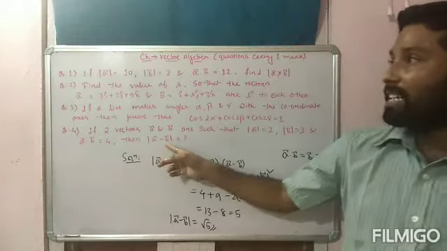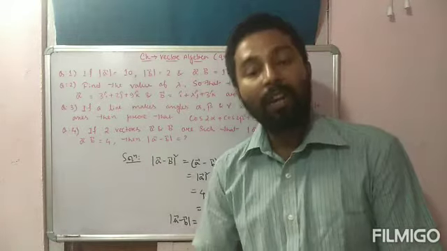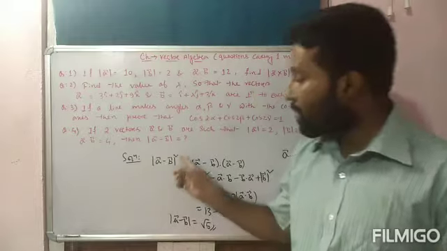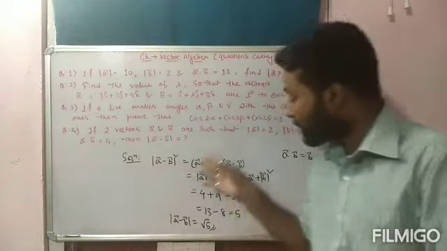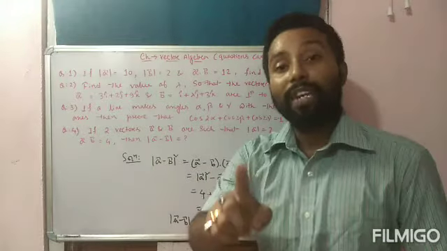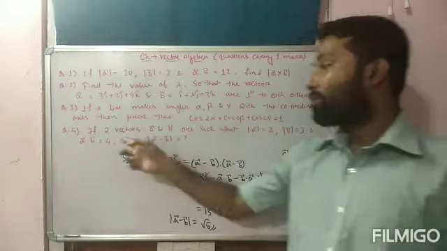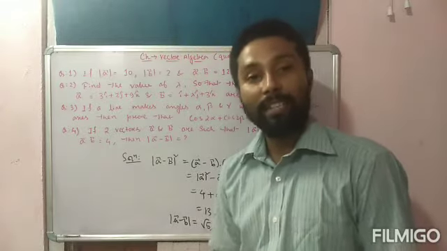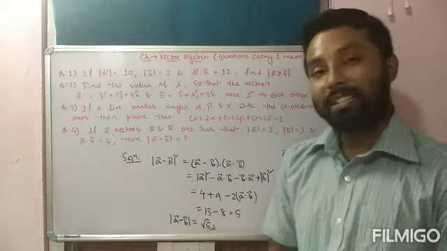If you have to find out mod of A minus B and mod of A plus B, you have to do squaring, because remove the modulus and after that the value comes out easily, whenever mod A, mod B and A dot B are given. Okay, squaring will give the value. Some more questions I will discuss now.